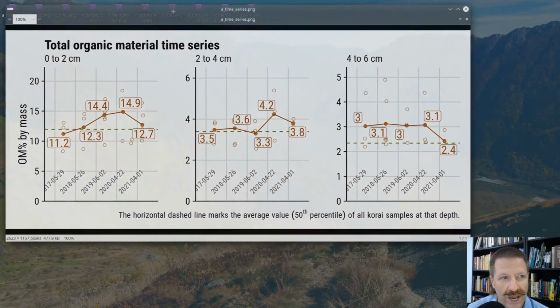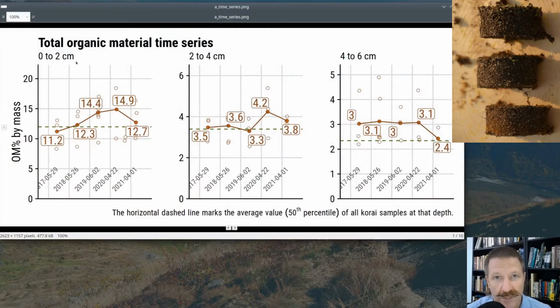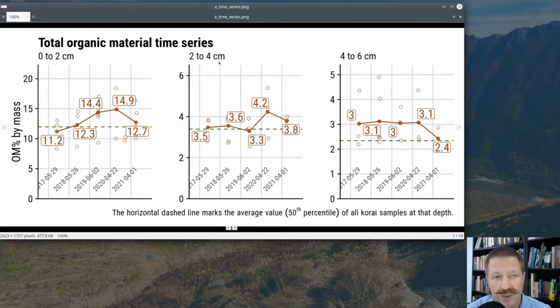So what we're looking at here is organic matter time series at three different depths. We're looking at it at a 0 to 2 centimeter depth, which is like the top 1 inch. Then we're looking at it at a 2 to 4 centimeter depth, and we're also looking at it at a 4 to 6 centimeter depth. And then it's showing this over time. In this case, for Kea Golf Club, it's from 2017 up until 2021, with all of those samples done in the springtime. And there's a horizontal dashed line across here that shows the average for that particular species of grass.